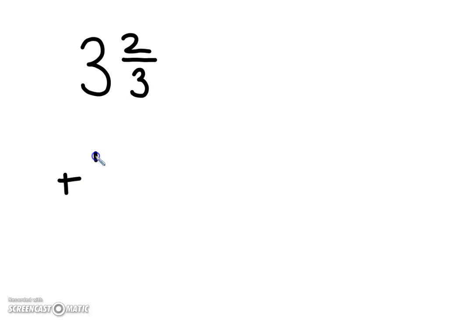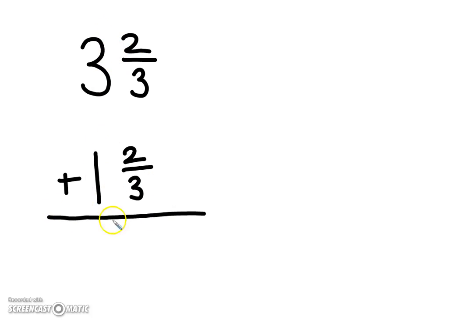Okay, so I'm going to give you a sample problem here and make my pen a little bigger. So I'm going to take 3 2/3 plus 1 2/3. And we're going to add these 2 fractions together. The way I like to do it is to write our problem vertically, just so that we have the right room to work it out.